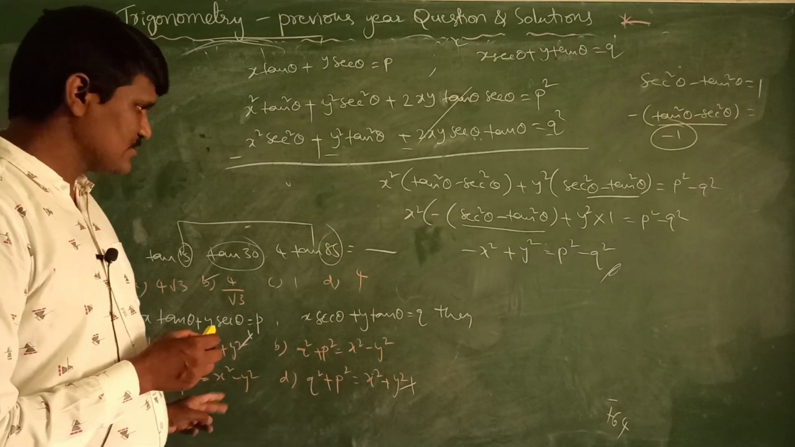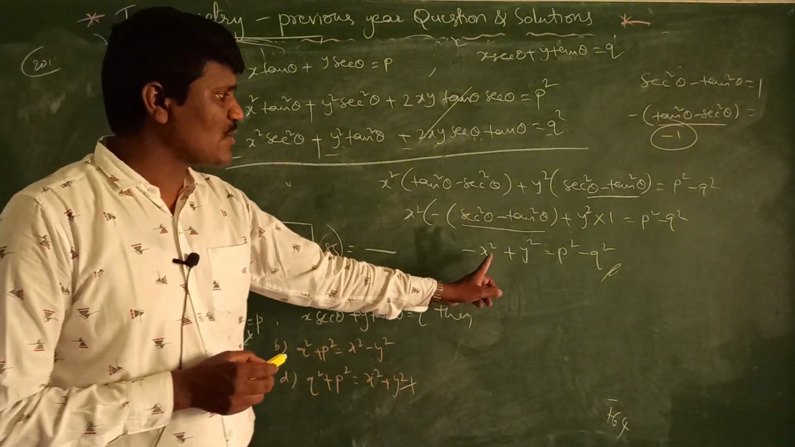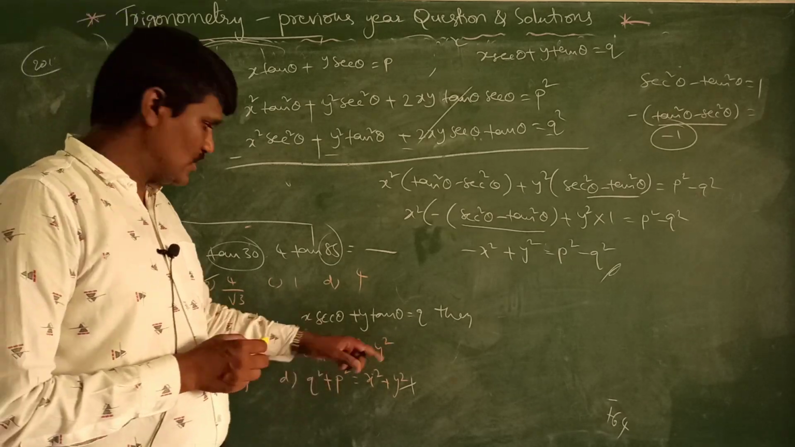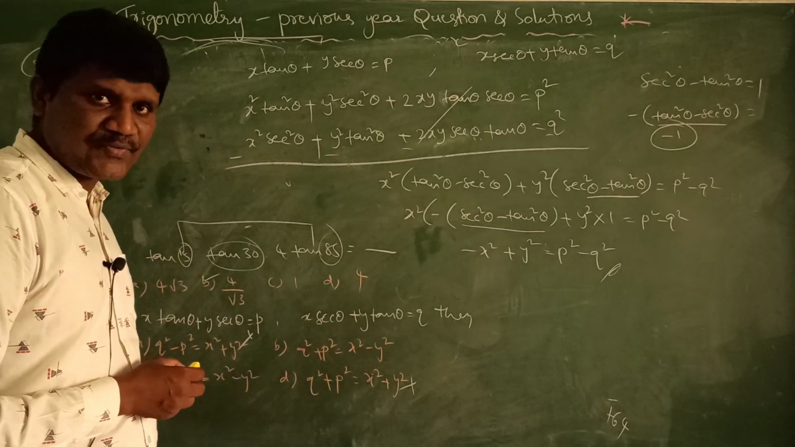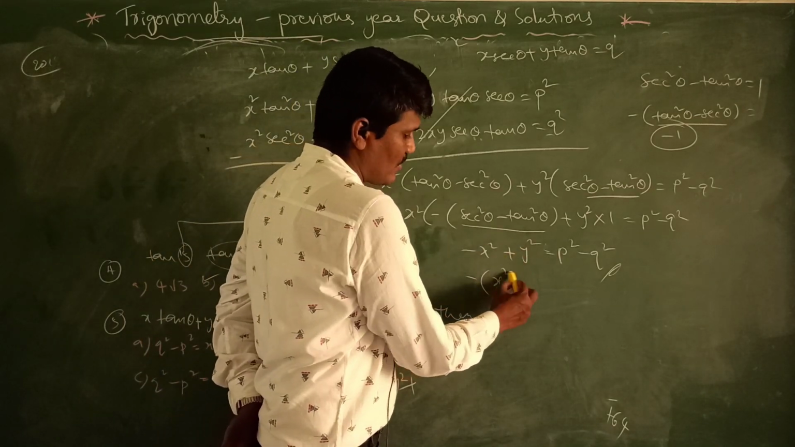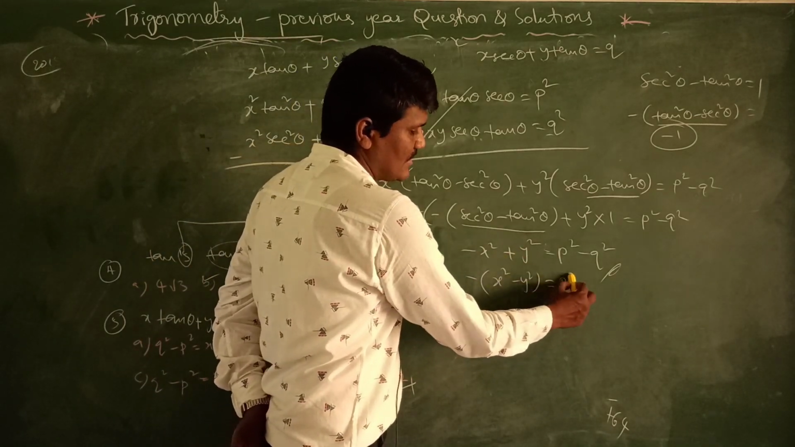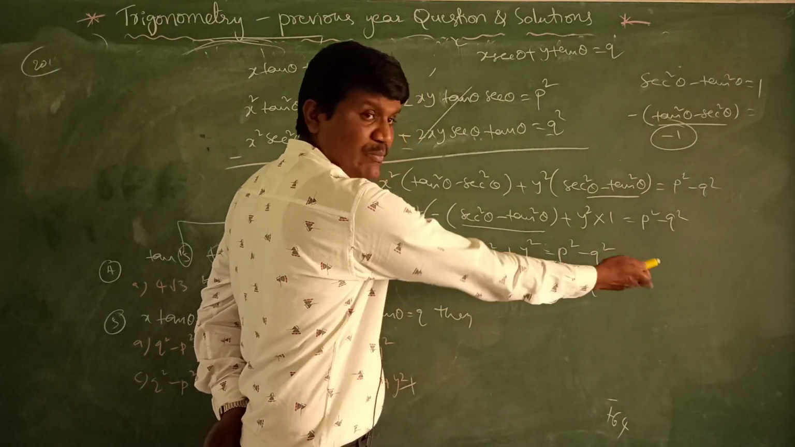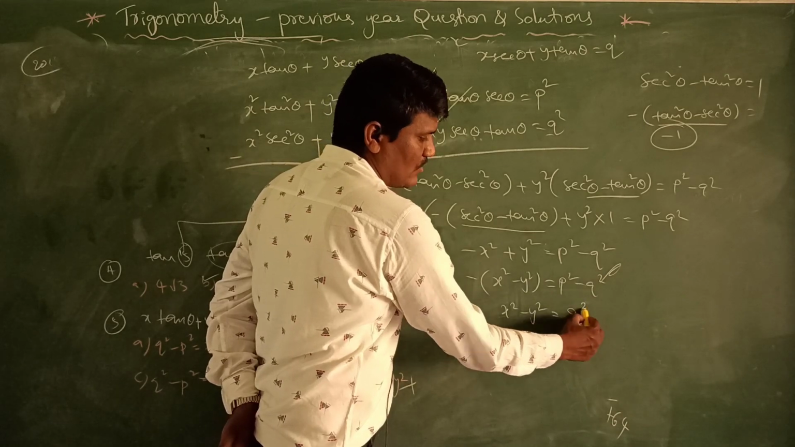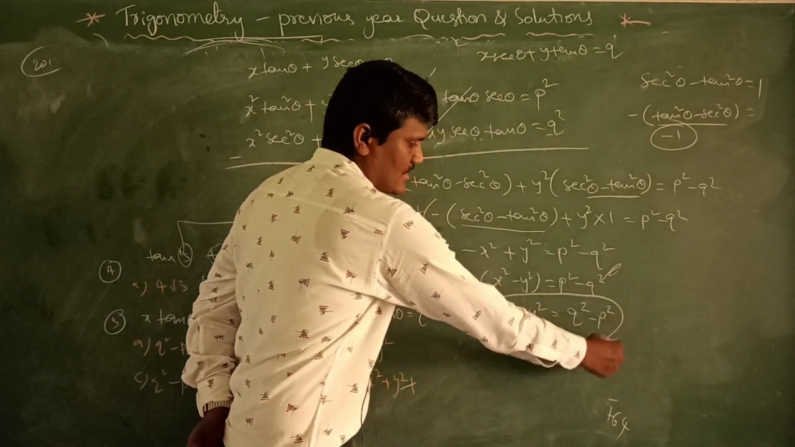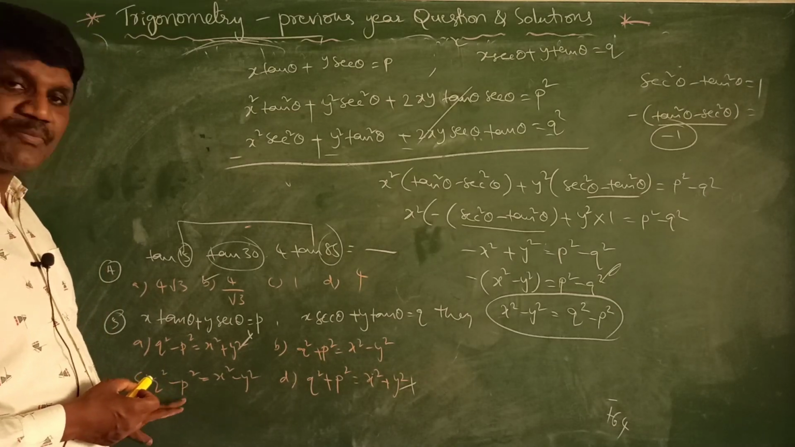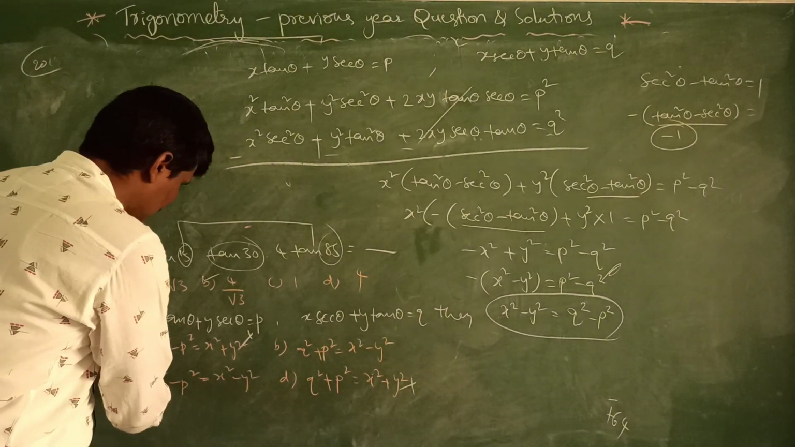We have minus x square plus y square, but in the options it is x square minus y square. So either the second one or the third one is the answer. Let us see. Take the minus common here. So x square minus y square is equal to p square minus q square with the sign sent to the other side. By multiplying, you will get x square minus y square is equal to q square minus p square. So this is the answer: q square minus p square is equal to x square minus y square.